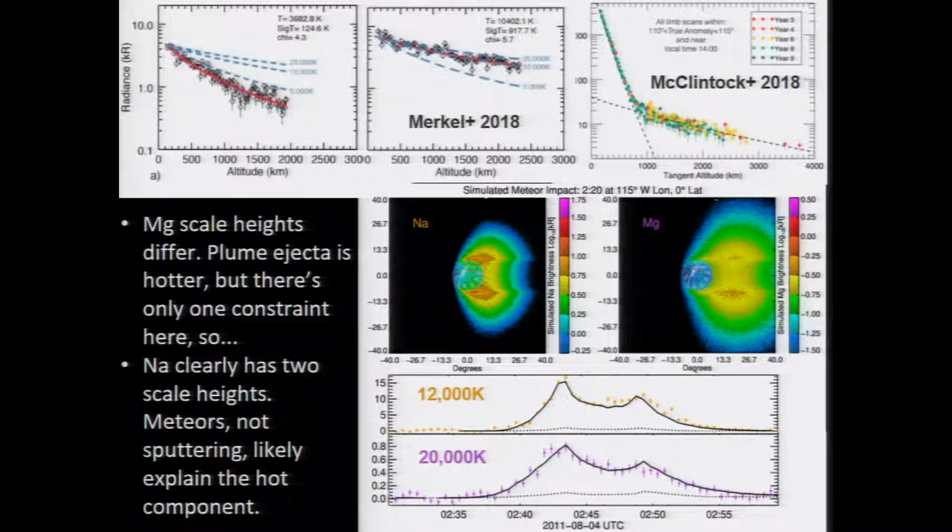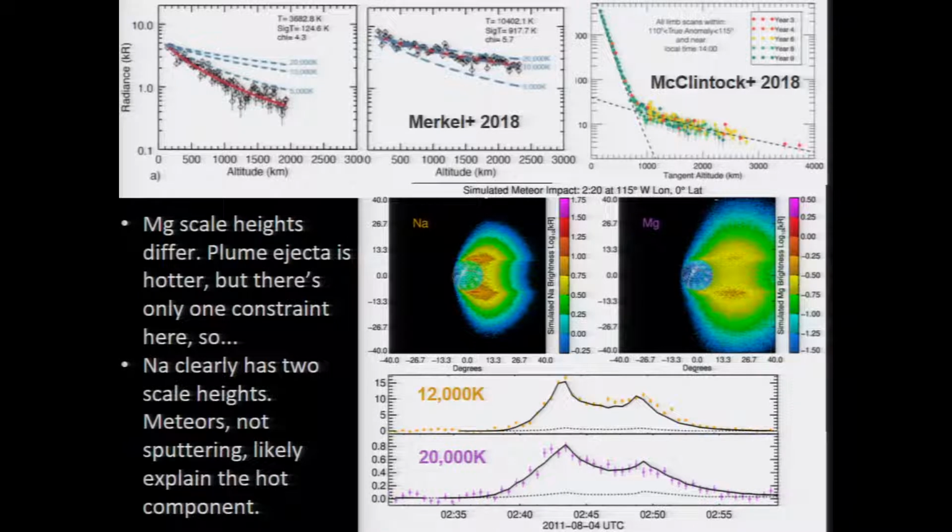They haven't seen it as hot as 20,000 Kelvin yet, but things start to get pretty degenerate once you're so hot, above 10,000 Kelvin, that maybe it's workable. So it's hotter than we expected, and I'm not sure that we can claim that micrometeorites are driving the magnesium exosphere the way we've thought.